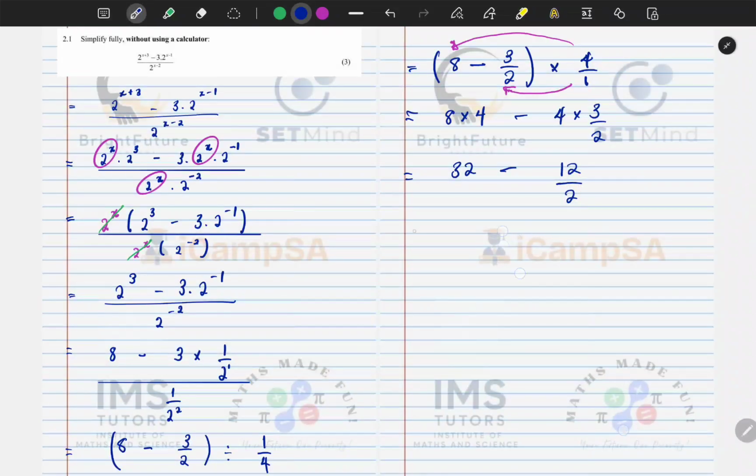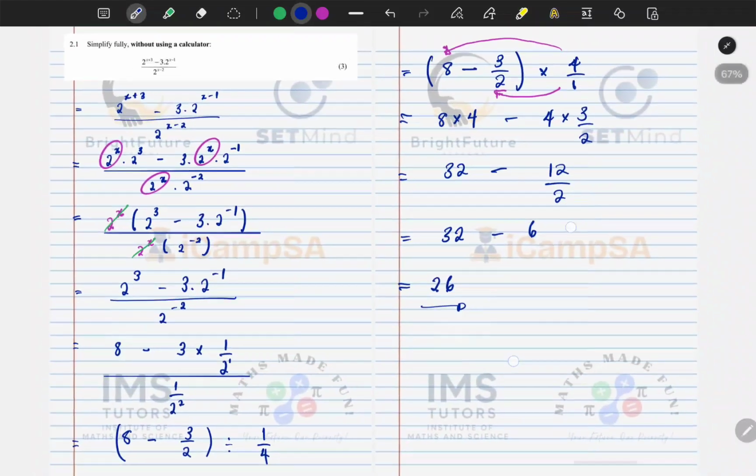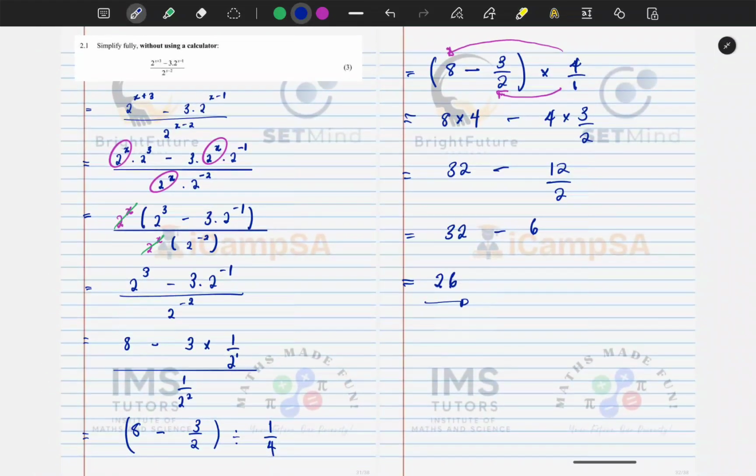So 12 over 2, we're going to do it step by step, is going to be minus 6. And then from here, 32 minus 6 is going to be 26. Yes, it's going to be 26. So we can check if we did everything correctly. We did not make any mistakes. It seems like everything was done properly and correctly.